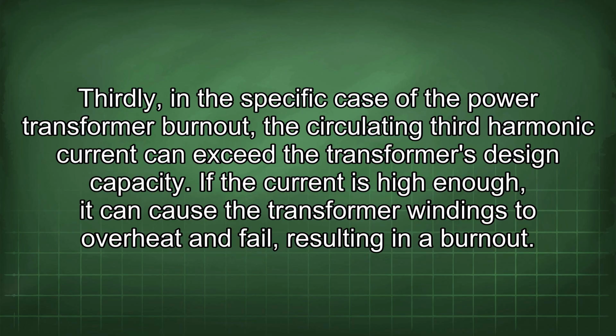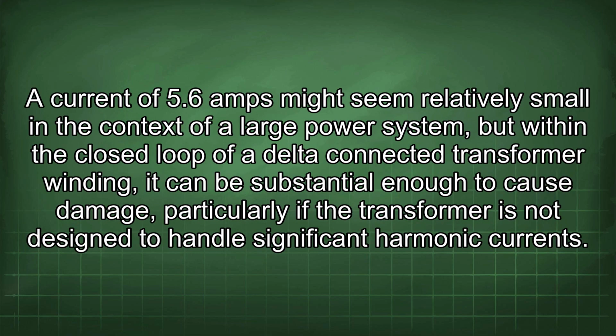Thirdly, in the specific case of the power transformer burnout, the circulating third harmonic current can exceed the transformer's design capacity. If the current is high enough, it can cause the transformer windings to overheat and fail, resulting in a burnout. A current of 5.6 amps might seem relatively small in the context of a large power system, but within the closed loop of a delta-connected transformer winding, it can be substantial enough to cause damage, particularly if the transformer is not designed to handle significant harmonic currents.